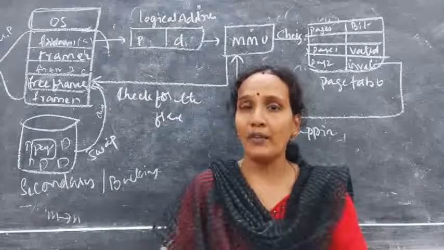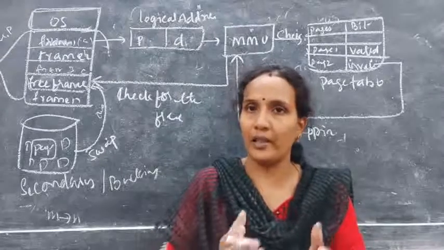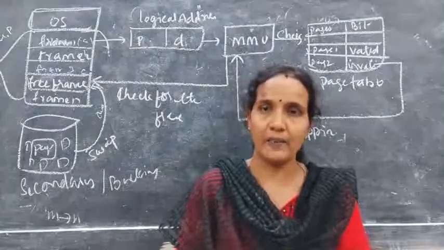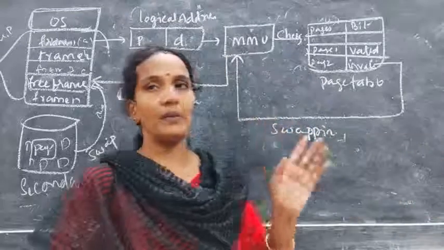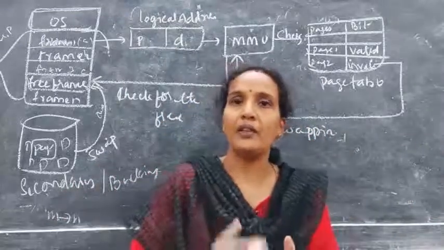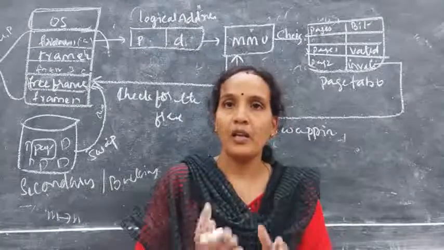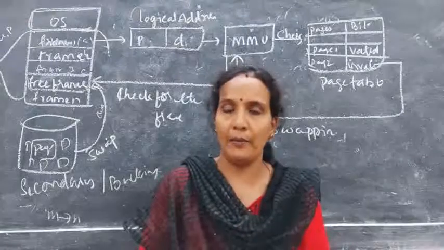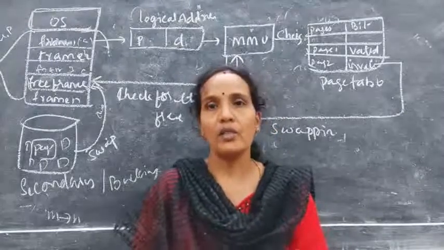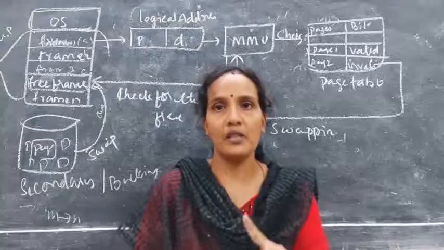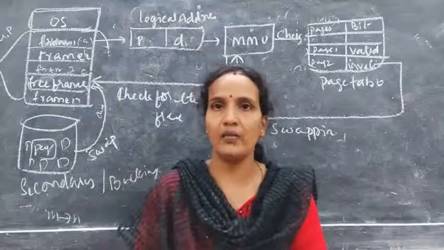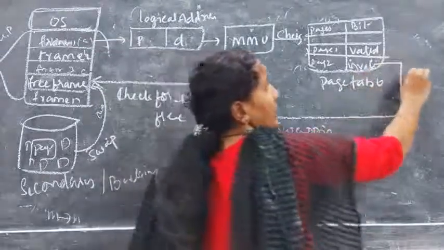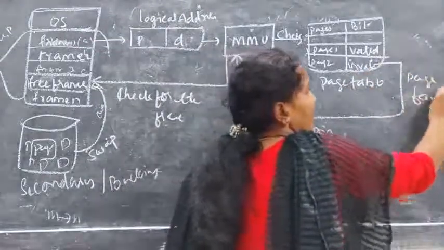And how will it distinguish whether the page is in the main memory or in the secondary memory? It will check the bit. So the bit mechanism is used: whenever the page is loaded into the main memory, that page's bit is valid, and if any page is in the secondary memory, that page is invalid. Whenever the user requests any page, first the memory management unit will check valid or invalid. Invalid means it is a page fault, meaning that page does not exist.